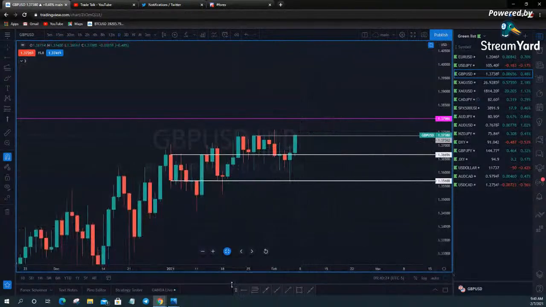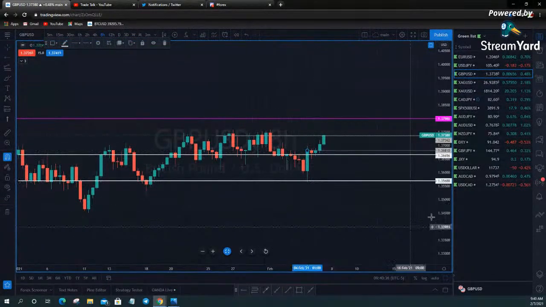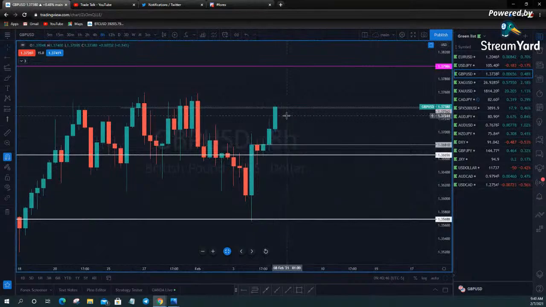What am I looking for moving forward? I want a retest of 1.36679, or let's get rid of that line and go into an 8-hour time frame, see if we can find something. And we can right there. So I want to see a retest of 1.36810, simply testing this area here. This will be my target moving forward.